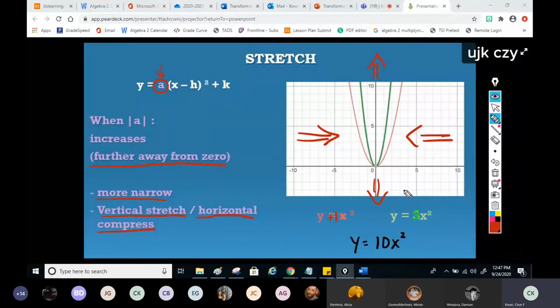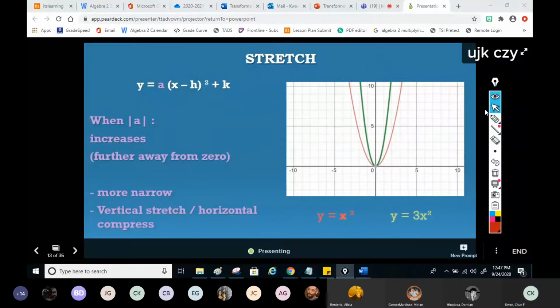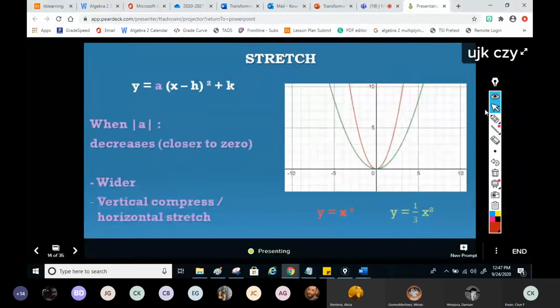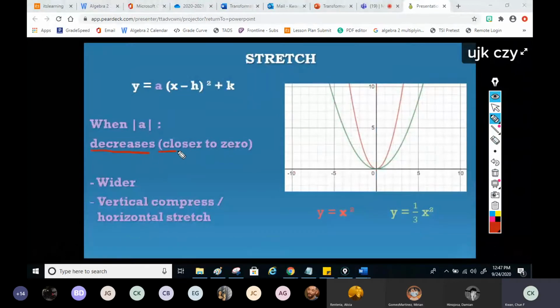What if it is the other way around? What if the number gets closer to zero? If the number decreases and gets closer and closer to zero, so pay attention, this is the absolute value of A, so we are not looking at the negative sign, the graph is going to get wider.